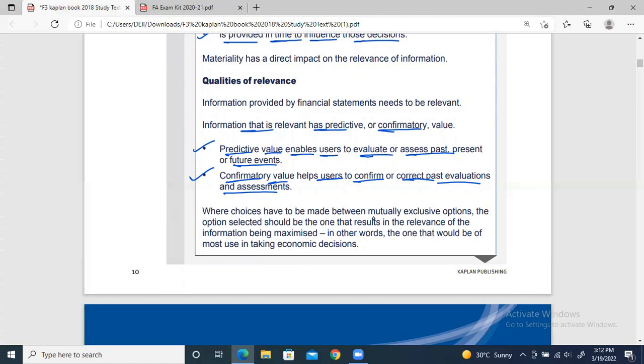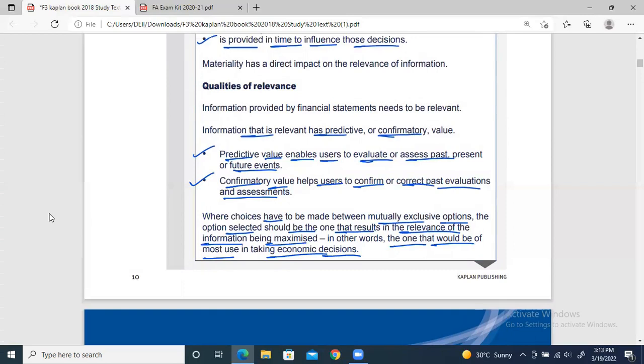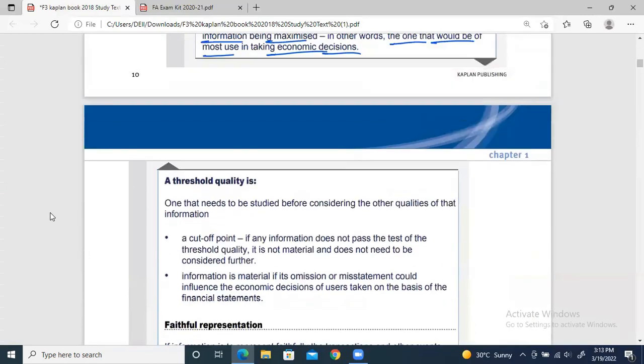Again, first is predictive value, in which users predict, like, if this is what's happening in the company right now, if the company goes through this phase, what will happen in the future. And second is confirmatory value, which is about the things that actually have happened. Where choices have to be made between mutually exclusive options, the option selected should be the one that results in the relevance of the information being maximized. In other words, the one that would be of most use in taking economic decisions. So obviously this is also explaining that we should choose the option which is best in taking decisions.